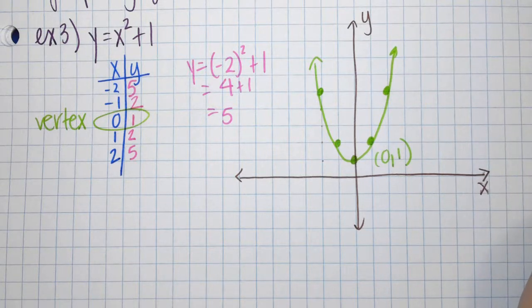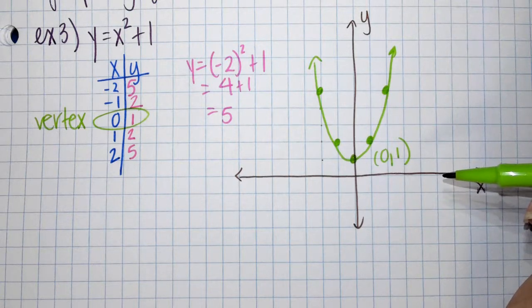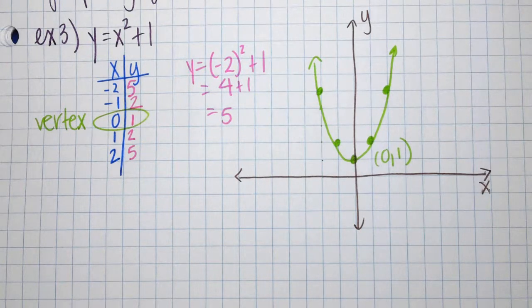What's our x-intercept? Do we have an x-intercept? No, no x-intercept. And what's our axis of symmetry? 0. Alright, ready to try one without me?